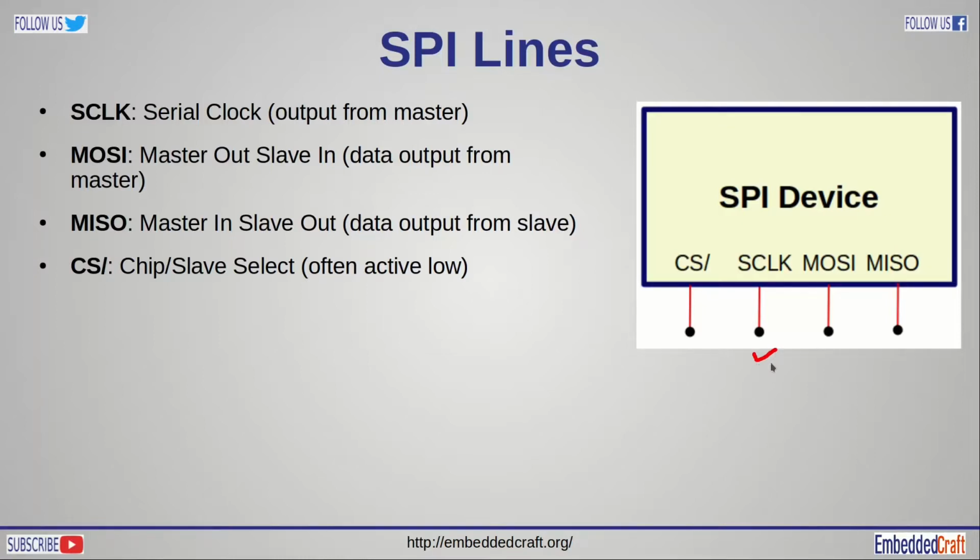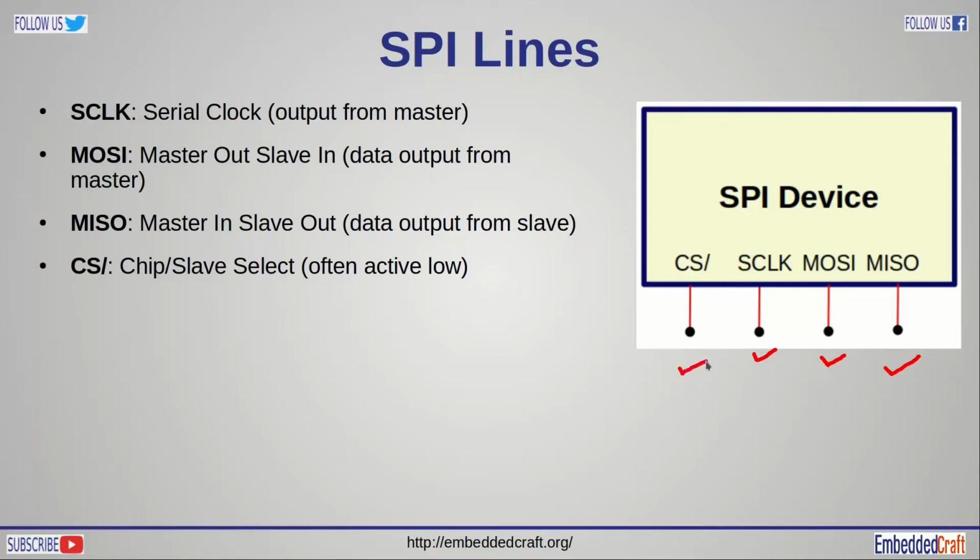For data transfer there will be 2 lines. One is MOSI. MOSI is master out and slave in. Data is sent from master to slave. This second data line is MISO, that is master in and slave out. It means data will be transferred from slave to master.